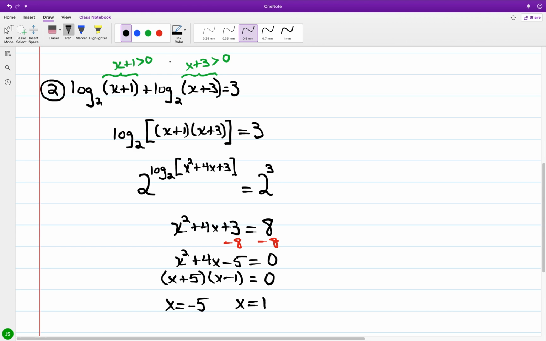Now upon checking, whatever we have for x, you want to make sure that the arguments in the original logarithmic terms will be positive. So for negative 5 plus 1, that is negative 4. Negative 4 is not greater than 0, and automatically negative 5 is going to be disqualified. As for 1 plus 1 is 2, 2 is greater than 0, that is true. 1 plus 3 is 4, 4 is greater than 0, that is true. So there's going to be only one solution, and it's x is equal to 1.